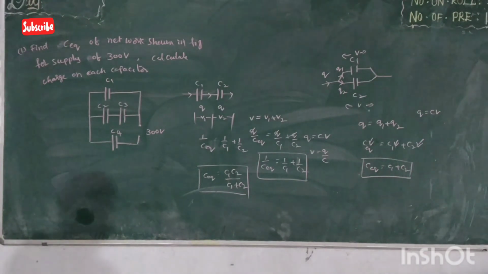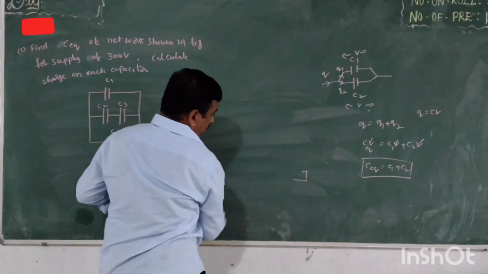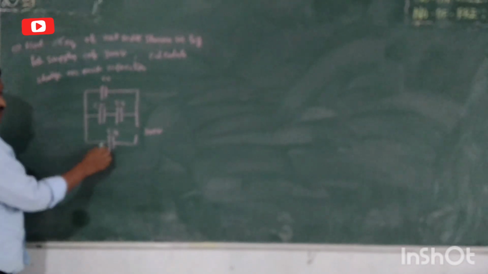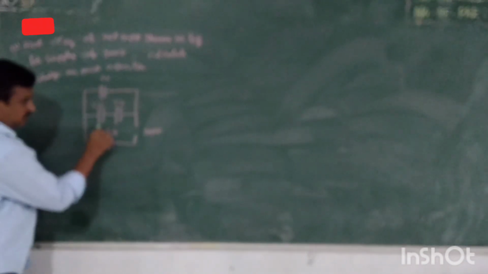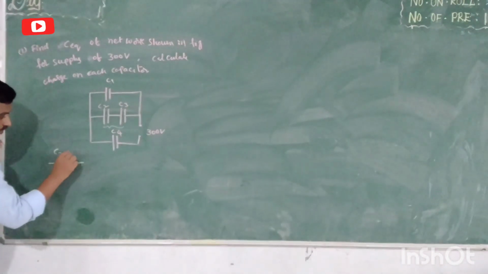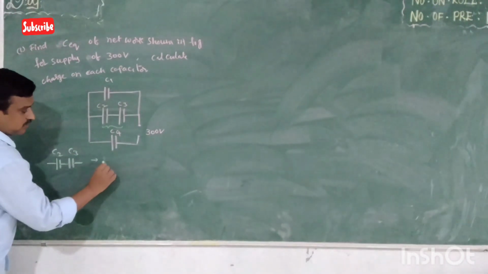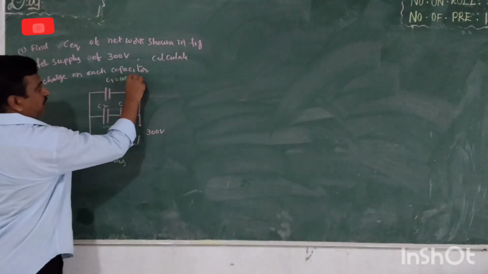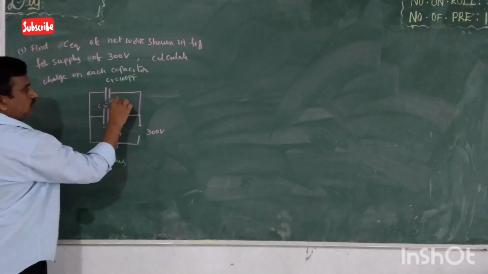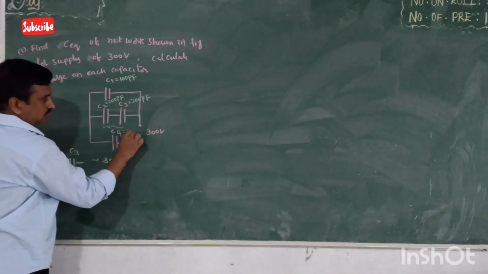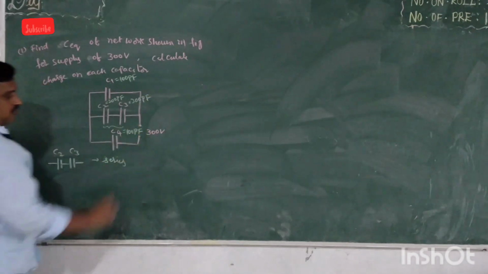See here, which one is parallel and which one is series? We can check first. Here we have C1, C2, C3, C4. C2 and C3 are in series, because there is an end to end connection. C1 is 100 picofarads, C2 is 200 picofarads, C3 is 200 picofarads, and C4 is 100 picofarads. These are the values given in the problem.